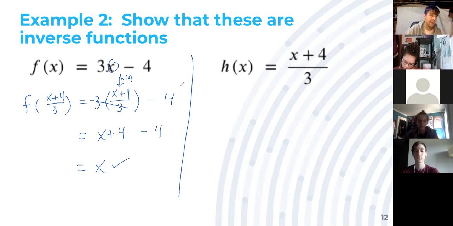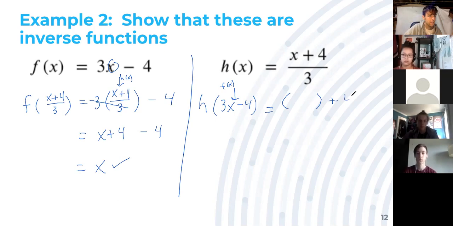So now we're going to do h of f of x. So h of 3x minus 4. That's my function f of x. So I'm putting f of x inside of h now. So I'm going to take my function h of x, but where the x was, that's where I'm leaving myself some open parentheses to put the other function inside of it.